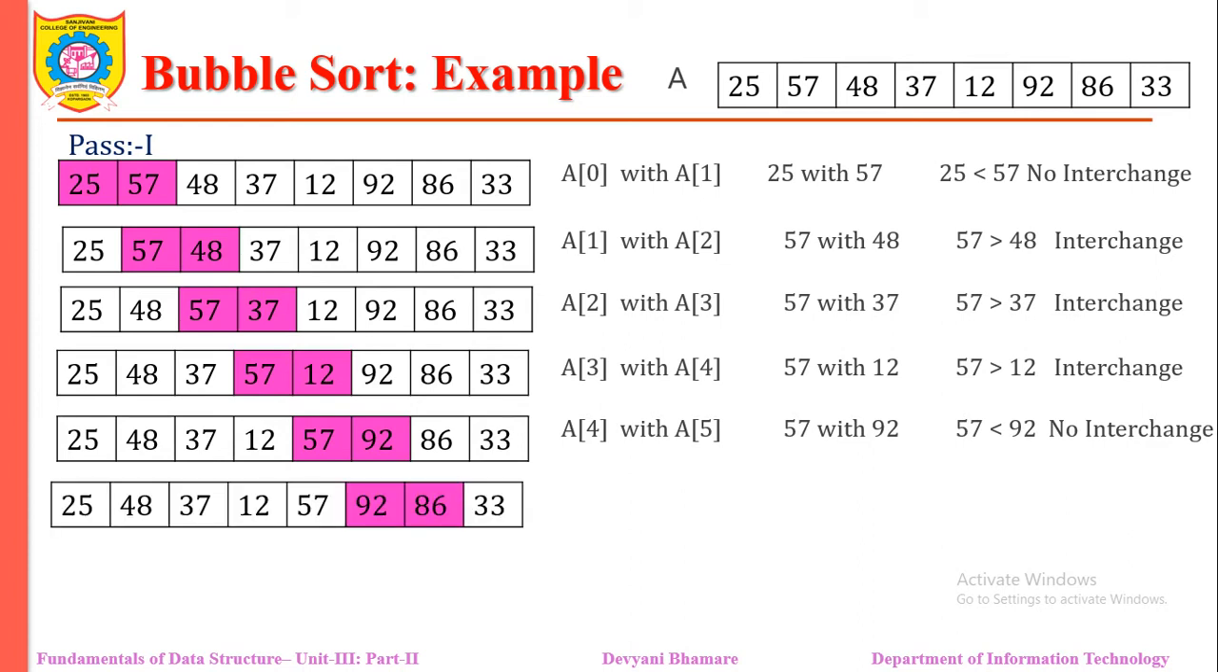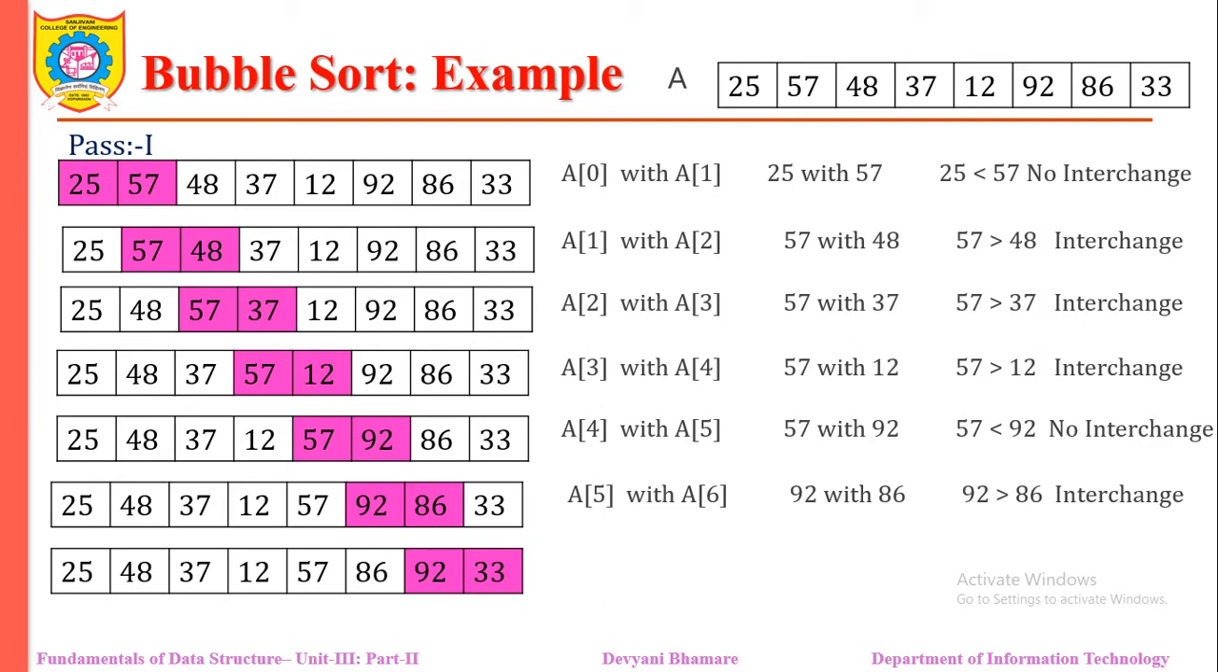So 92 and 86, meaning A of 5 and A of 6, are compared. Then we identify 92 is greater than 86, meaning A of 5 is greater than A of 6. So we need to interchange. Again 92 and 33 are compared. So we have identified that A of 6 is greater than A of 7. So we need to interchange.